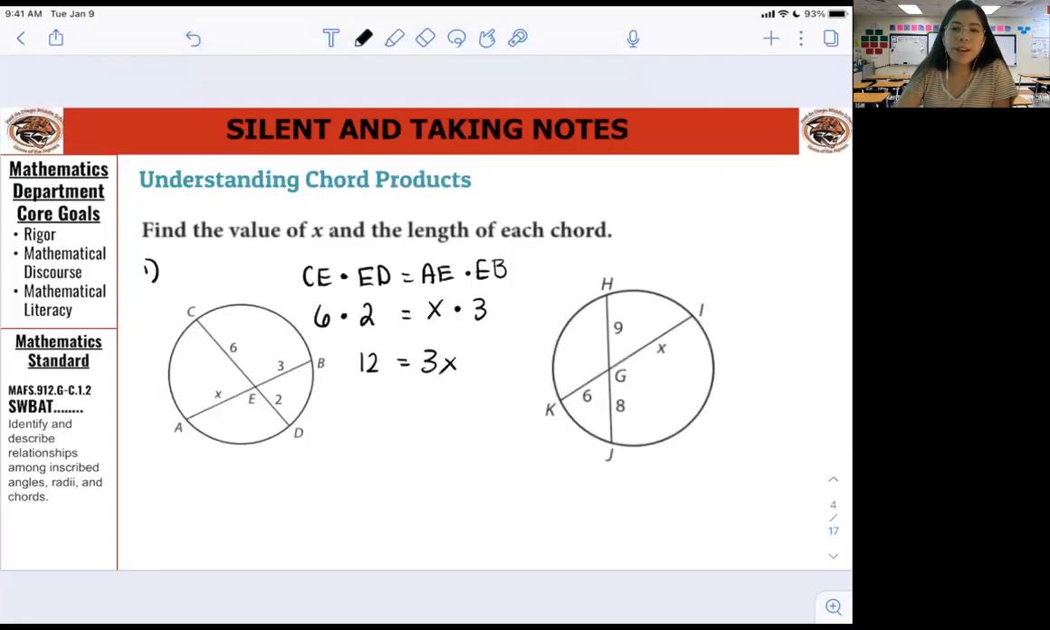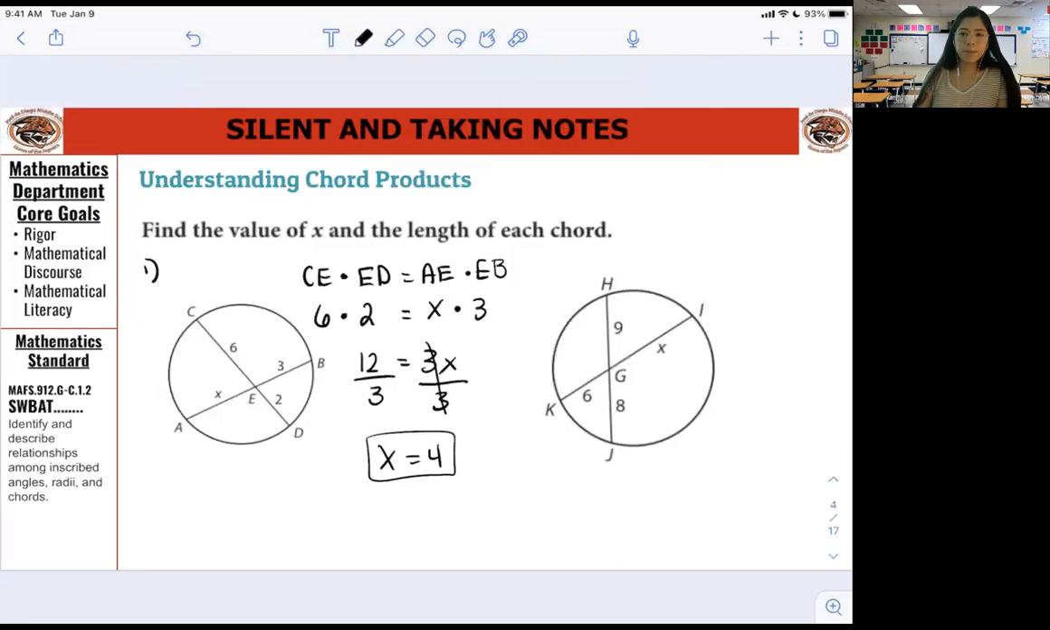Tyrone, what do I do to both sides? Oh, okay. So you're all just doing it in your head and you're not helping your friends out. Okay, okay, I see how it is. And 12 divided by 3 gives me 4. Questions on this? It's pretty simple.